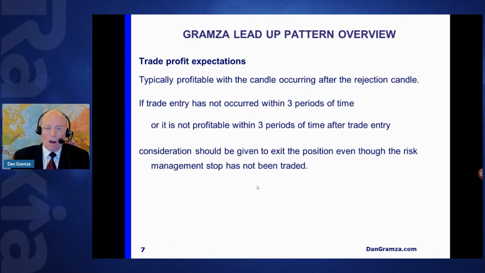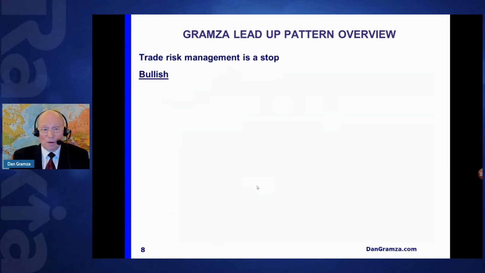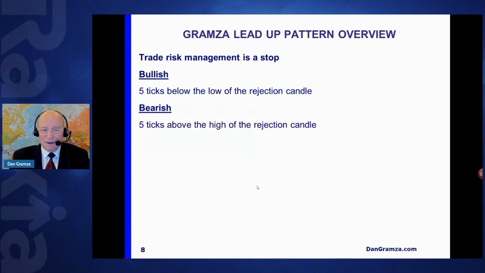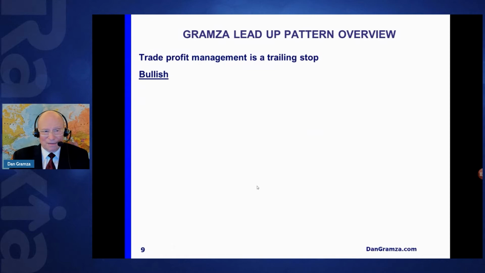If it's taking a long period of time after your trade setup and the market is not moving in your favor, well, at that point, it's probably not going to be the trade we're looking for. We need a dynamic trade. So whether you're looking at a 5-minute chart, a daily chart, a weekly chart, these principles apply. Now, let's talk about risk. Risk management is a stop. Bullish, it's going to be 5 ticks below the low of the rejection candle. Bearish, it'll be 5 ticks above the high of the rejection candle.